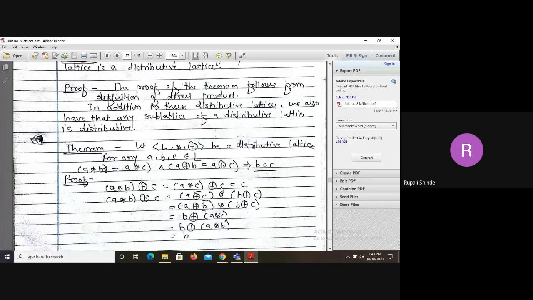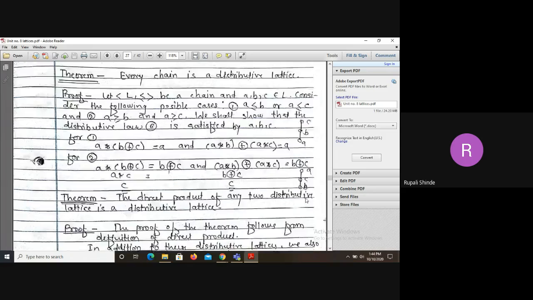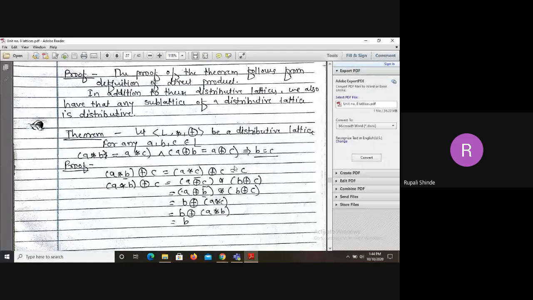Then the least upper bound of A and C. Again, A XOR C means what? The least upper bound of A and C. If you consider this as a diagram, then the value for A XOR C is C only. So the value for this is C.